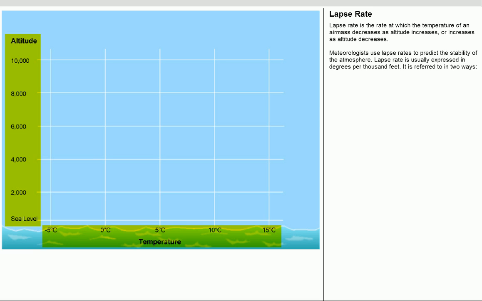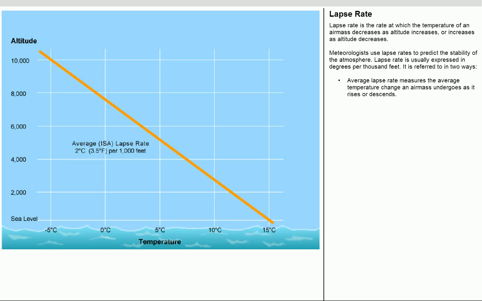Meteorologists use lapse rates to predict the stability of the atmosphere. Lapse rate is usually expressed in degrees per 1,000 feet. The average lapse rate measures the average temperature change an air mass undergoes as it rises or descends. Most of the time, you'll be flying no higher than 10,000 feet. Within that range, the average temperature lapse rate is 2 degrees Celsius or 3.5 degrees Fahrenheit per 1,000 feet. This rate takes average environmental conditions into consideration.